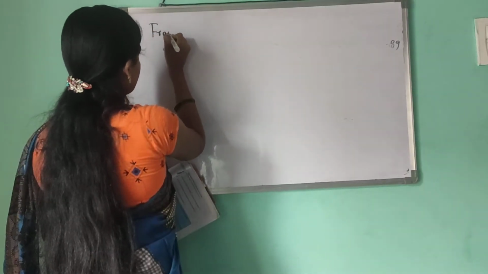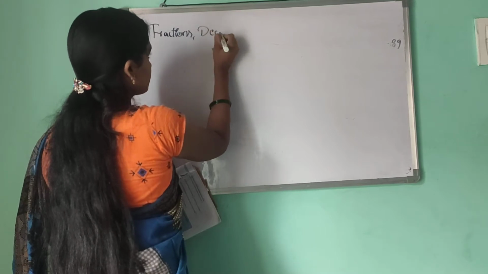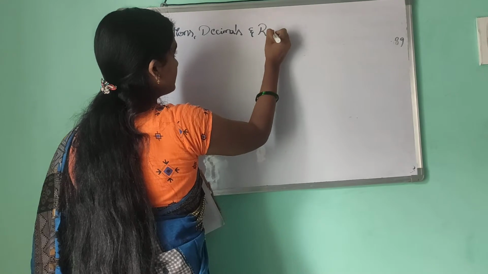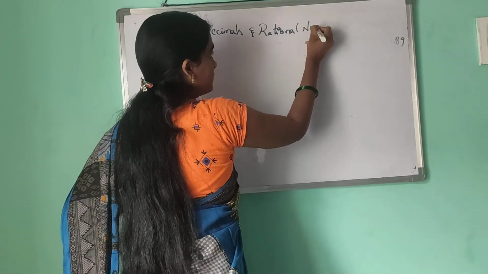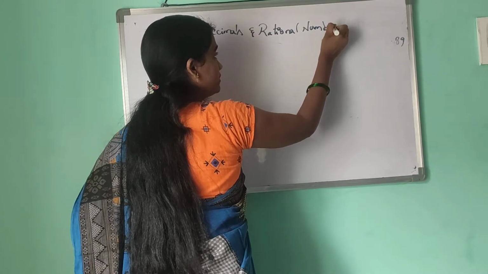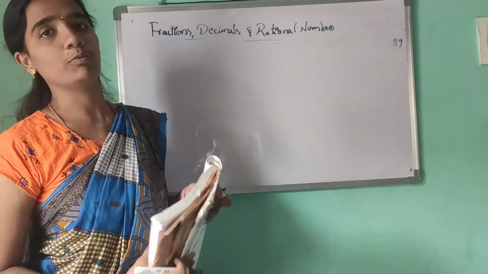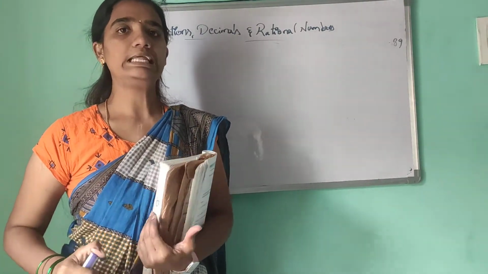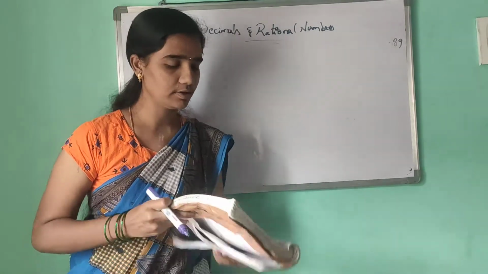Chapter name is fractions, decimals and rational numbers. This is our second chapter. It's fully completed. One more time we have to repeat all these topics. It's a clear explanation. Let's see what we have discussed in this topic.